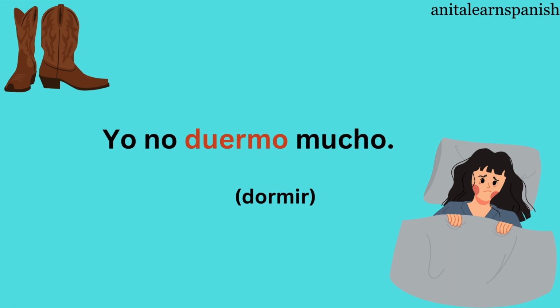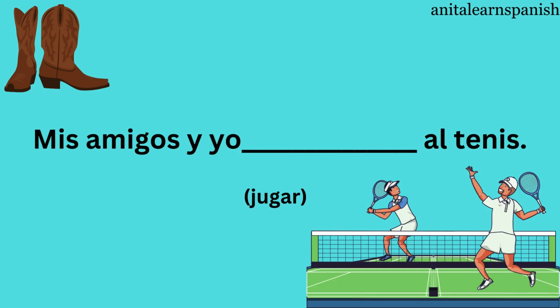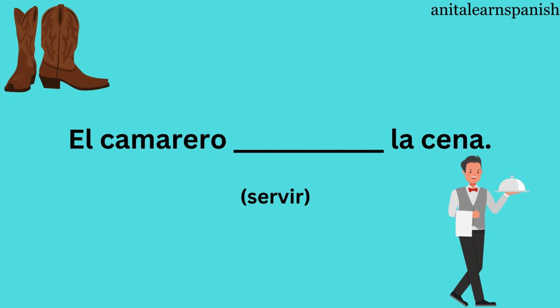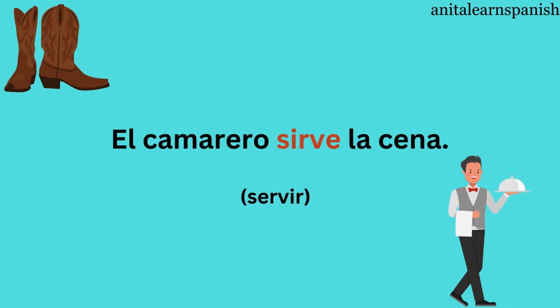And then we have mis amigos y yo. We're using that verb jugar. Now, this is a stem changer, but there's no change to this stem. And why is that? Well, because it's in the nosotros form, and that's not part of the boot forms. Okay, here's one more. El camarero. What form of servir will we use here? El camarero sirve la cena. Muy bien. Good.